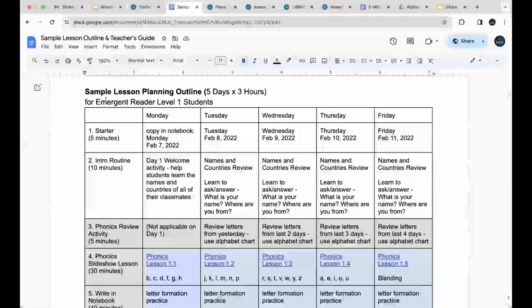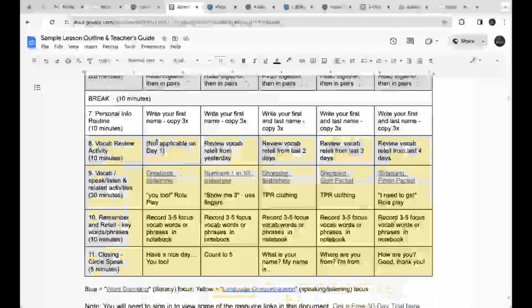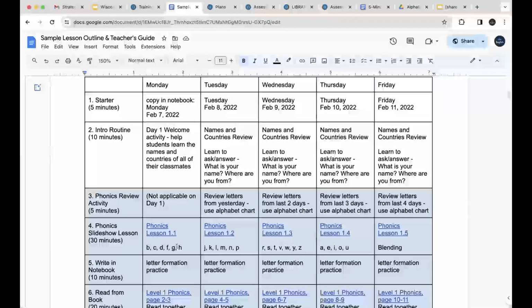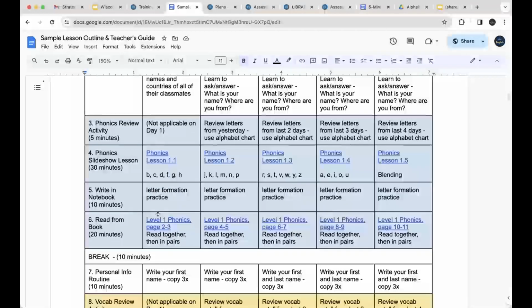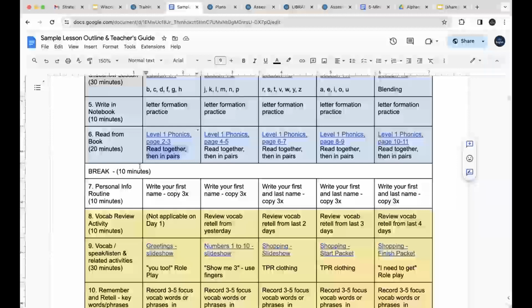This is a sample lesson outline for an emergent reader level 1 student. So this is a student who needs some attention to literacy skills and some attention to language skills. So you'll see that every day we start with a starter activity, an introductions routine, and then the first main part of the first half of class is literacy focus. So we've got a review, a phonics lesson, some writing practice, and some review where students are reading together in pairs. We've got a break.